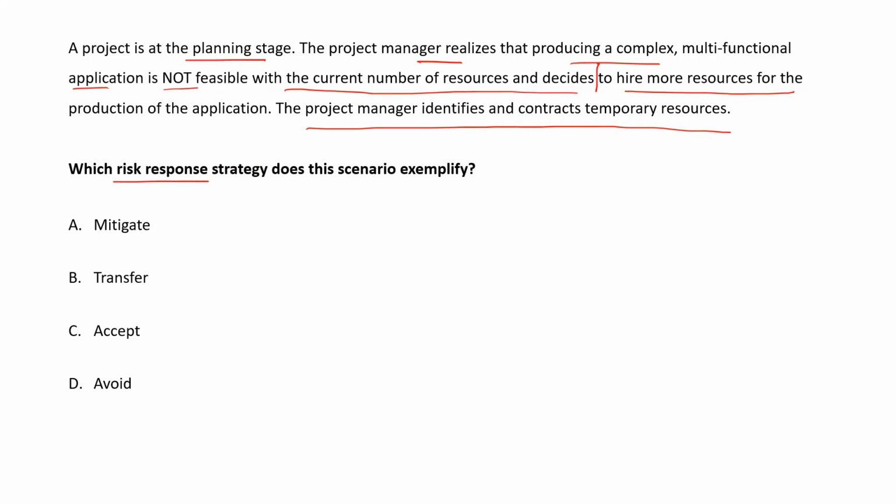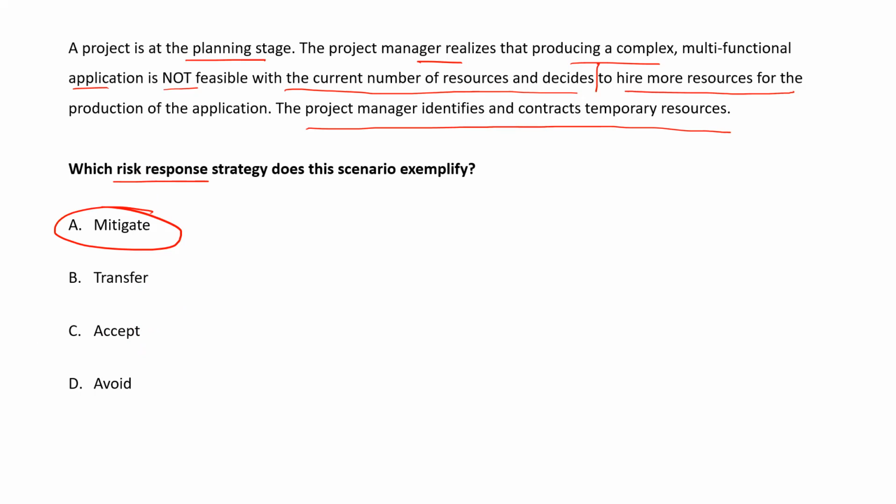No, so small. How come? You have insufficient resources, so you are hiring more resources. Exactly, Thomas. Naveed, no. Mohsen, yes. Syed Usman, yes. Mayo, yes. You are trying to mitigate. Very good. Transfer means insurance. Accept means doing nothing. Avoid means changing the plans. So the plan was not changed and something was done, so accept cannot be the answer.